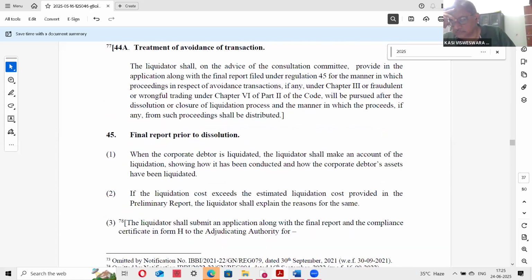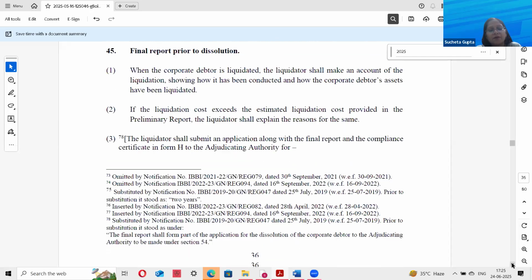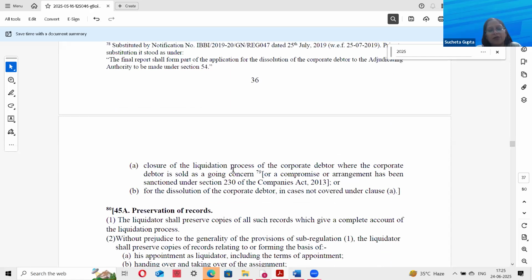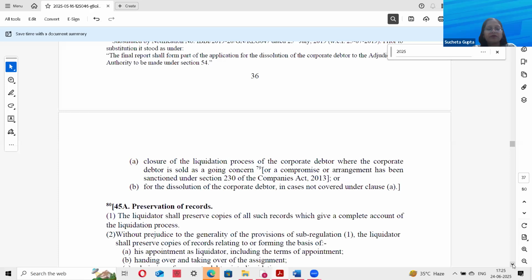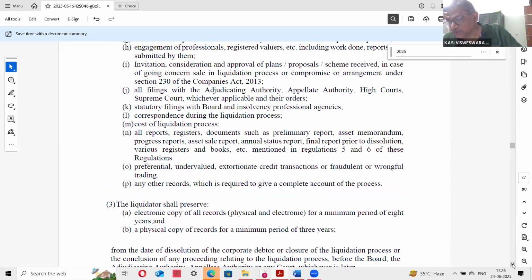So what is the impact of this? When the corporate debtor is liquidated, the liquidator shall make an account of the liquidation showing how it has been conducted and how the corporate debtor's assets have been liquidated. If the liquidation cost exceeds the estimated liquidation cost as provided in the preliminary report, the liquidator shall explain the reason for the same. The liquidator shall submit an application along with the final report and the compliance certificate in Form H to the adjudicating authority, for which purpose they have now said closure of the liquidation process of the corporate debtor, where the corporate debtor is sold as a going concern, or a compromise or arrangement under Section 230. So this is the only change that came here. Earlier they didn't mention 230; they only said sold as a going concern.